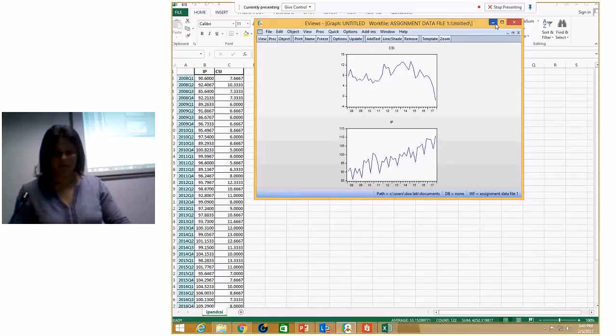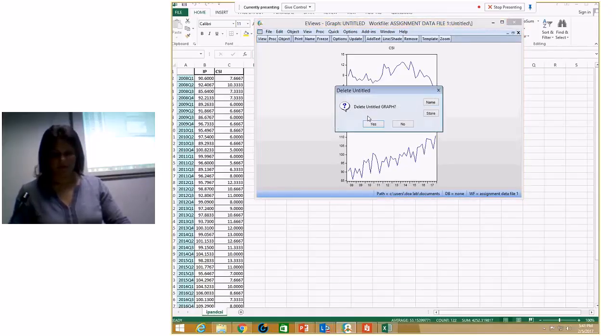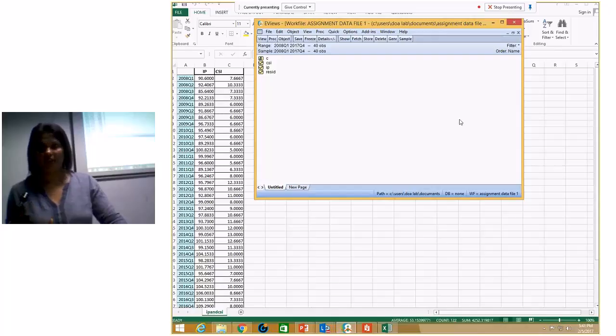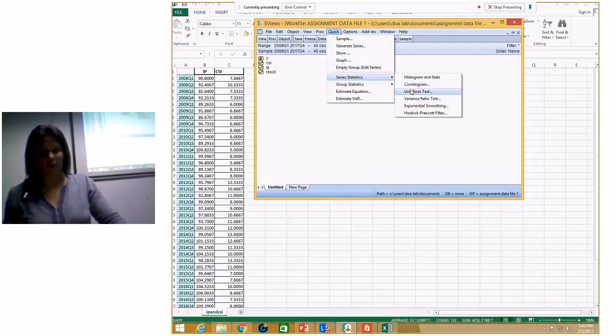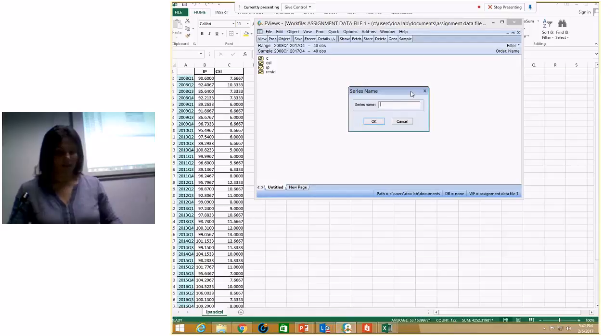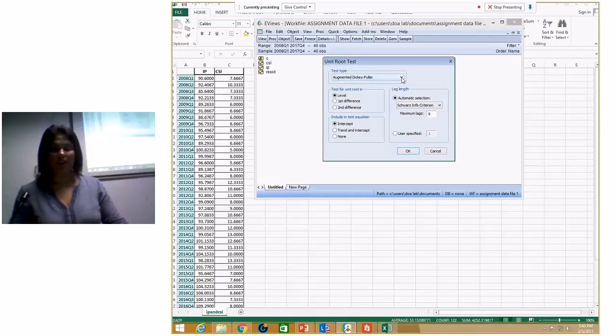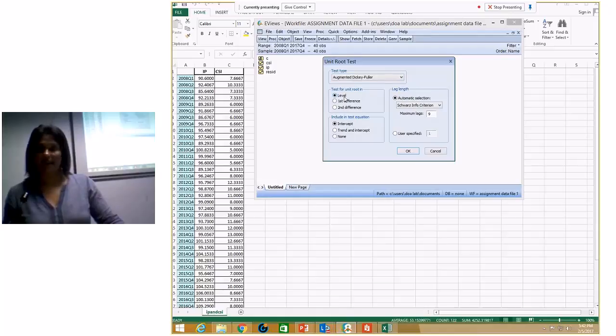Then check. A formal test for testing stationarity is the unit root test. Go to quick, series statistics, unit root test. Go to the CSI. First, go to the augmented Dickey Fuller test. Go to the levels first. Check trend and intercept. In the plot, we can see the trend and intercept. Automatic selection, keep the default, and then click OK.